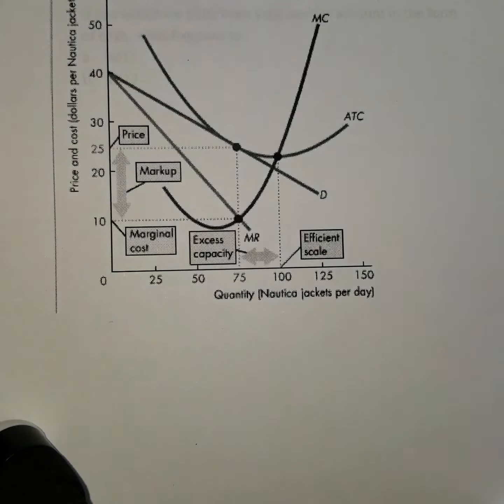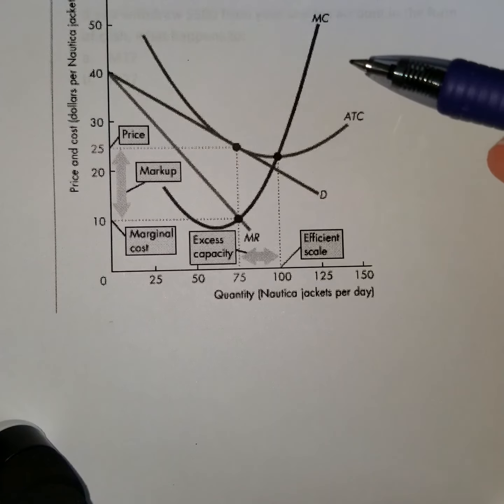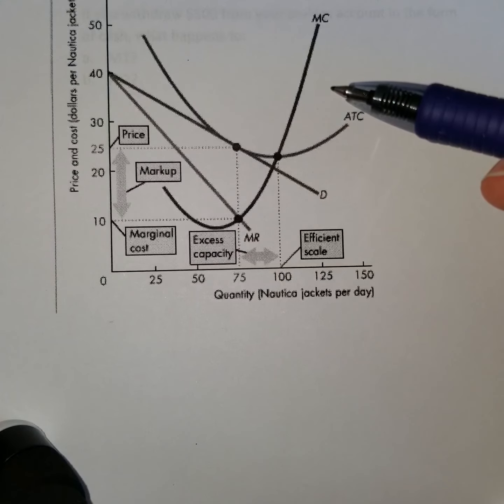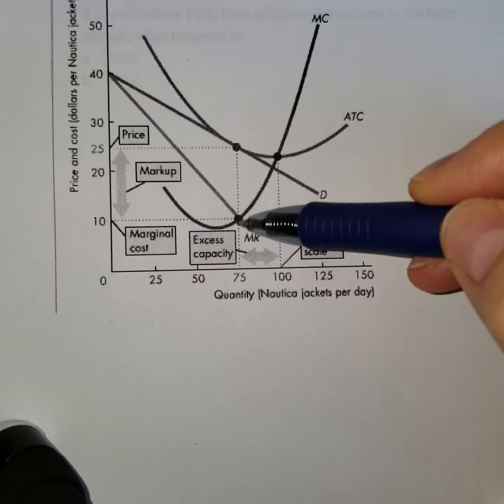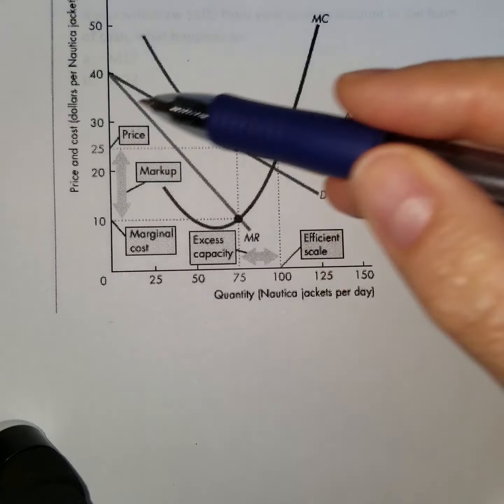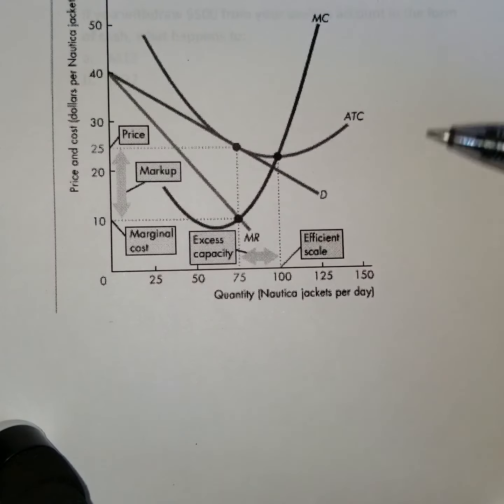So we find profit maximization and price the same way in monopolistic competition that we did in a monopoly. We find where marginal revenue equals marginal cost. That gives us our quantity. Bring it up here onto the demand curve and get the price. But there's a couple other things that we want to understand in monopolistic competition.